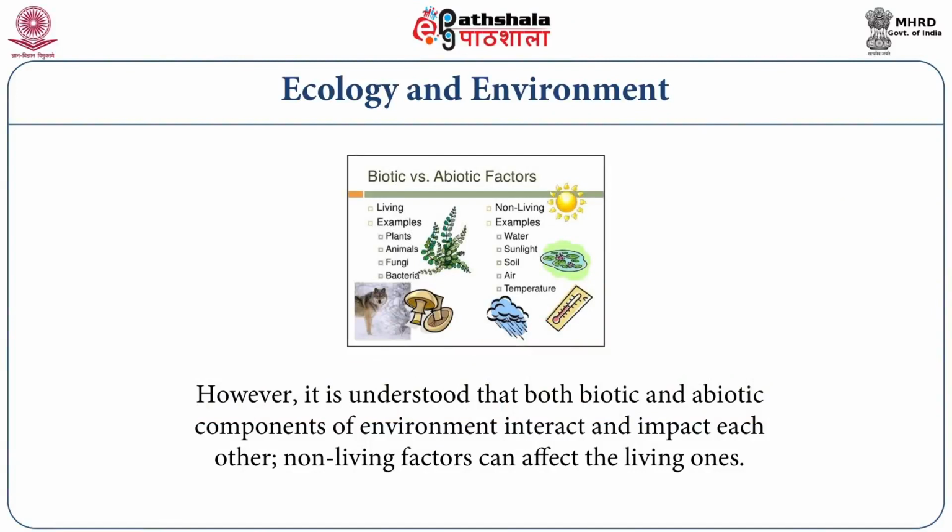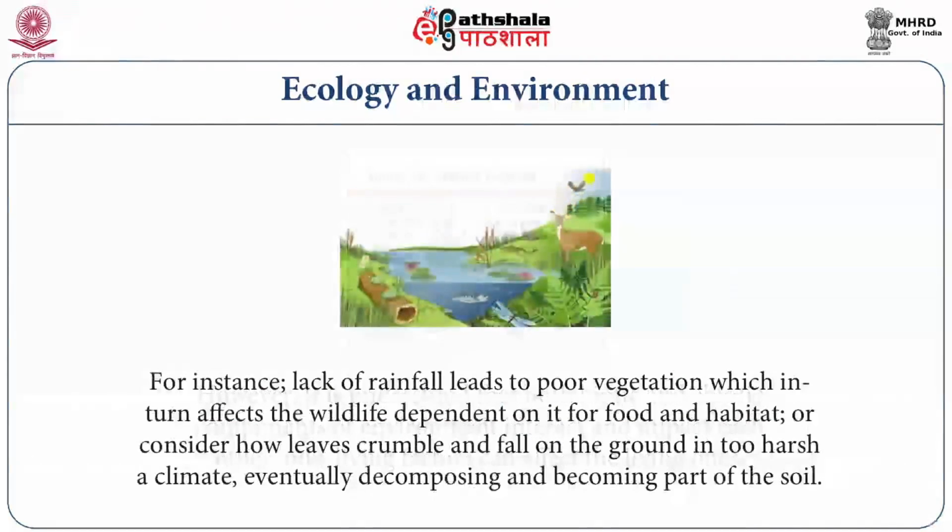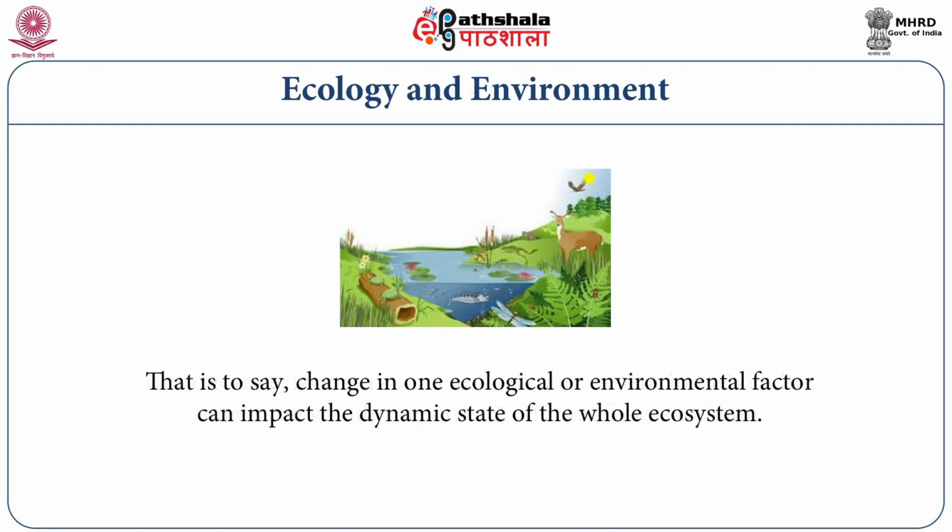Non-living factors can affect the living ones. For instance, lack of rainfall leads to poor vegetation, which in turn affects the wildlife dependent on it for food and habitat. Or consider how leaves crumble and fall on the ground in too harsh a climate, eventually decomposing and becoming part of the soil. That is to say, change in one ecological environmental factor can impact the dynamic state of the whole ecosystem.